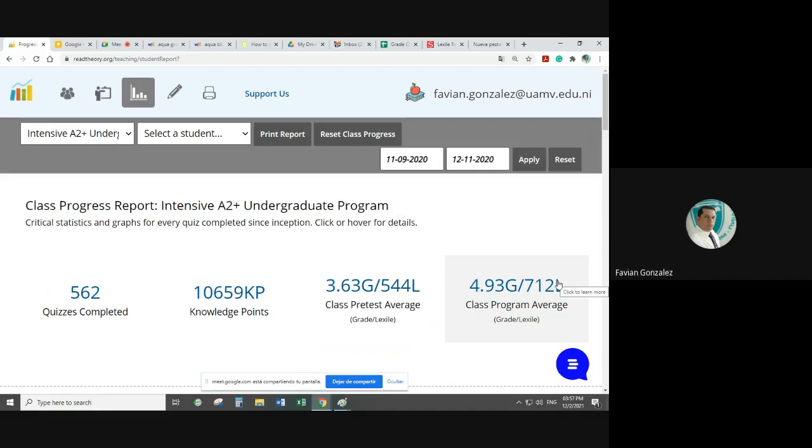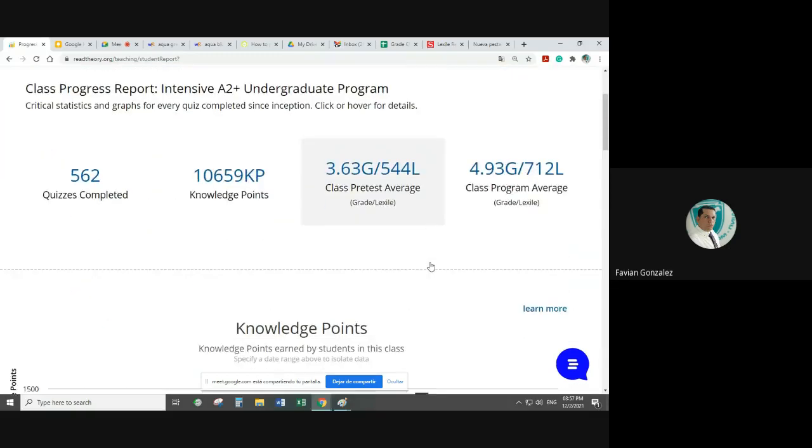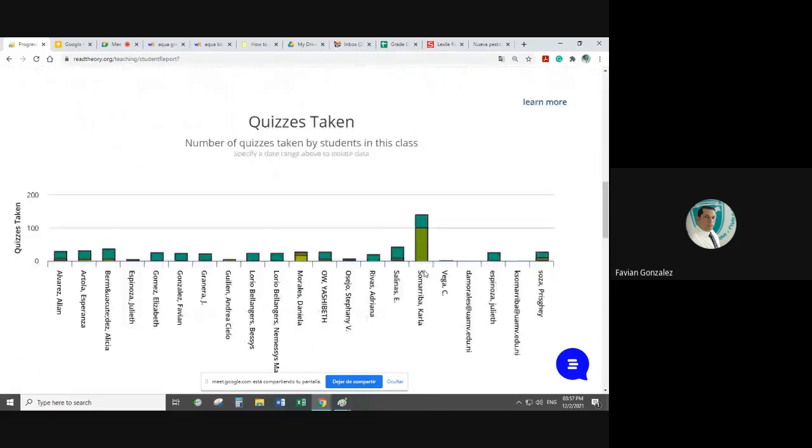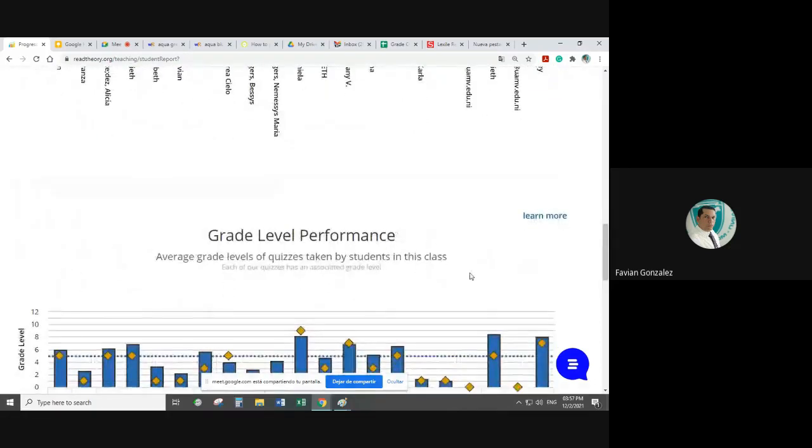So improvement was there, but this is an average. It doesn't mean that all of the students improved, not necessarily. Okay, now let's take a look at the charts that this platform shows. I'm going to explain only two, and those are the only two that we can take into account to grade the passages.